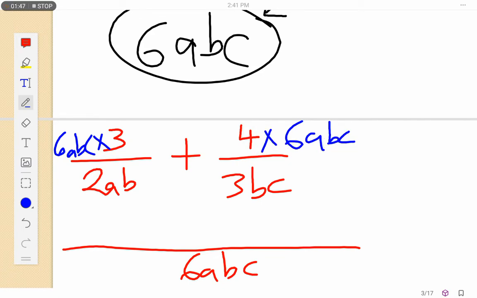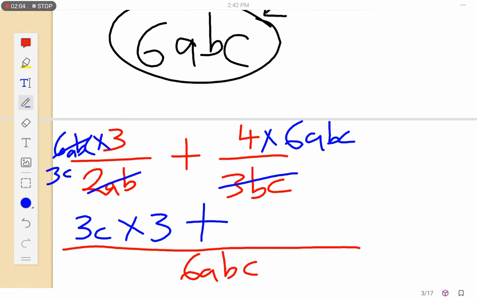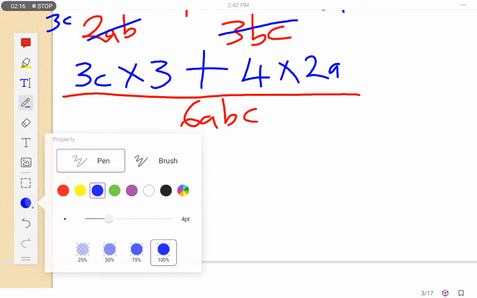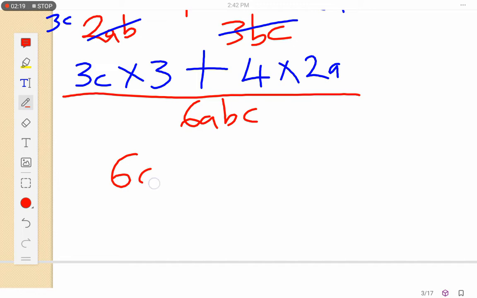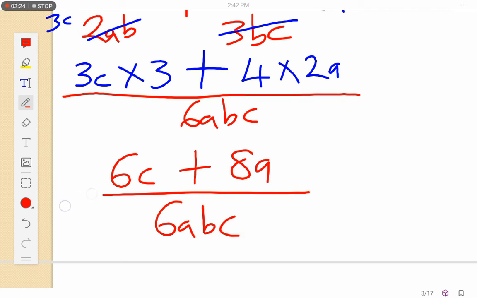Such that I'll have my 2AB into 6ABC, I'll have 3C, multiplying by 3, so I have 3C times 3, plus, for this one, 3BC can go into 6ABC, and we have 2A there, so I have 4 times 2A there. That's how we do it. Let's simplify. We have 6C plus 8A over 6ABC. So this is how we add up these two fractions.